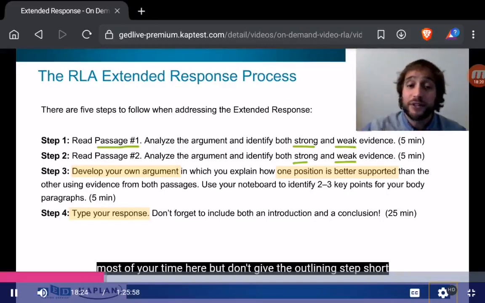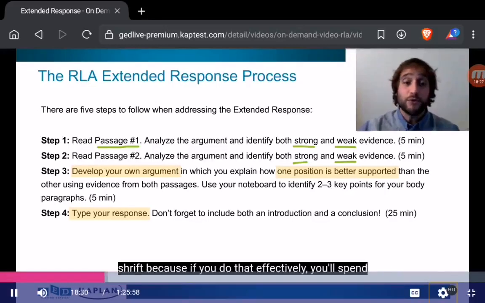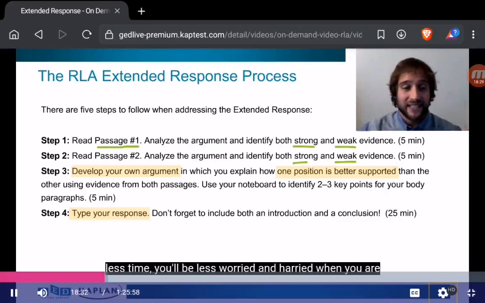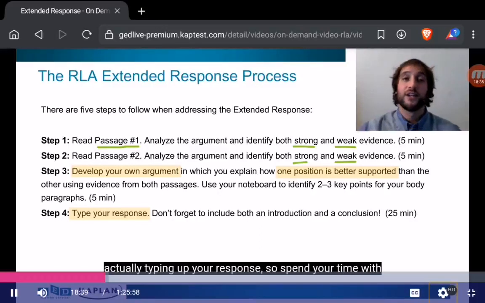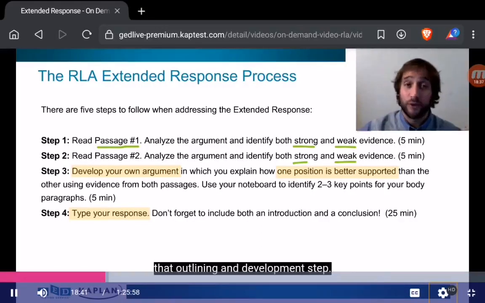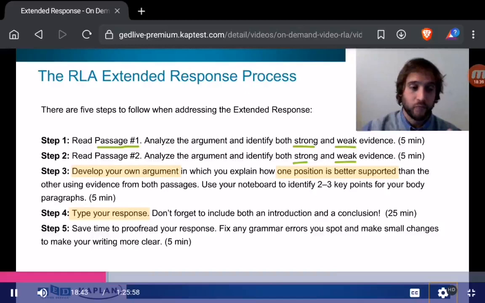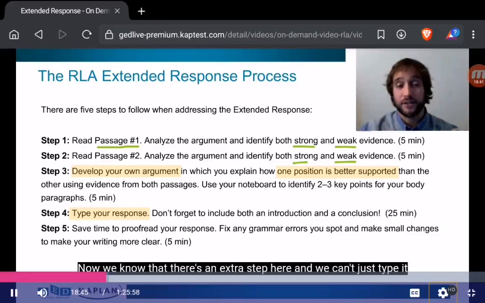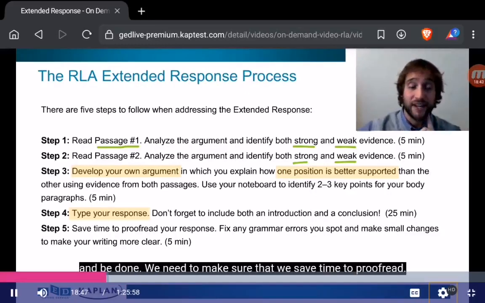You get to spend most of your time here, but don't give the outlining step short shrift, because if you do that effectively, you will spend less time and be less worried and harried when you are actually typing up your response. So spend your time with that outlining and development step. Now we know that there's an extra step here, that we can't just type it and be done. We need to make sure that we save time to proofread.